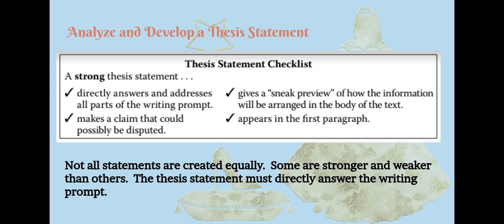If it names three differences, the reader can guess the information will be arranged in a point-by-point format. If it states a general idea about one story and then a general idea about the other story, the reader can guess the information will be arranged in block format. It makes a claim that could possibly be disputed. In a sense, it expresses the author's opinion.